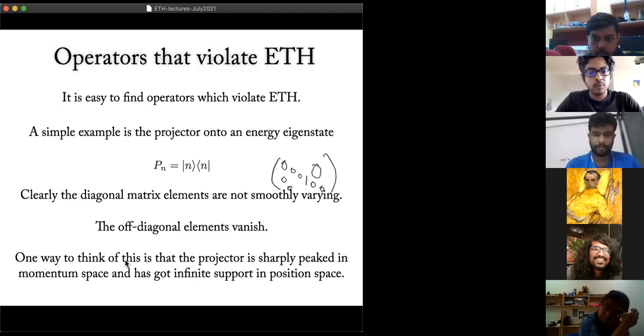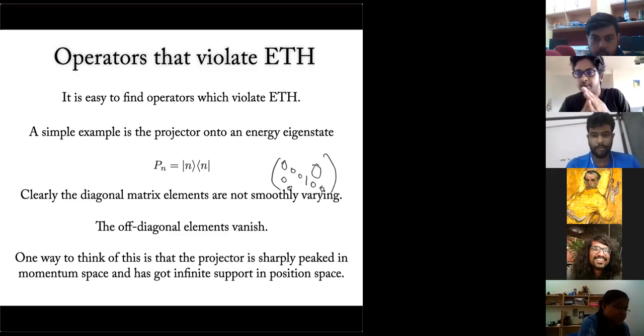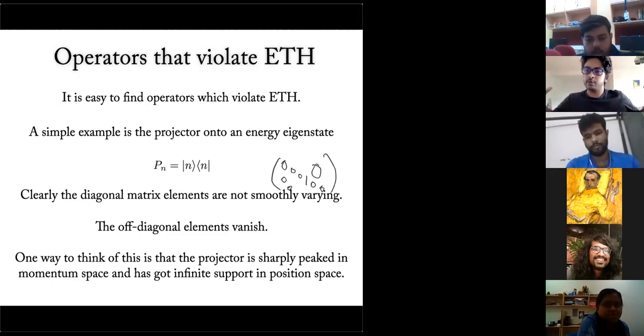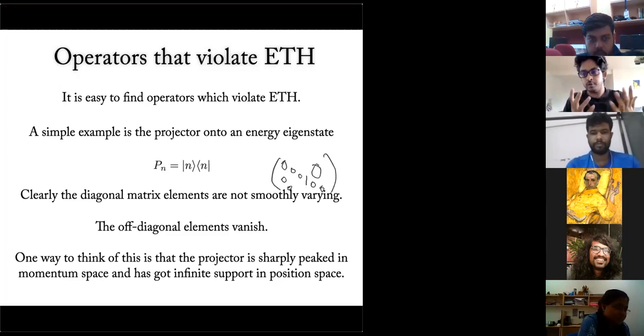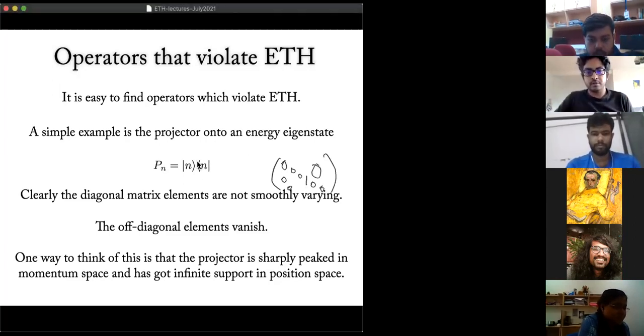One way to think of this is that this projector belongs to a single mode in momentum space, so it's a fixed energy with a definite momentum. It's sharply peaked in momentum space, like a delta function. Whereas in position space, if you Fourier transform it, it has infinite support. So it's not really a local operator in position space, and that's why it violates ETH. ETH holds for local operators, and this is clearly non-local in position space.